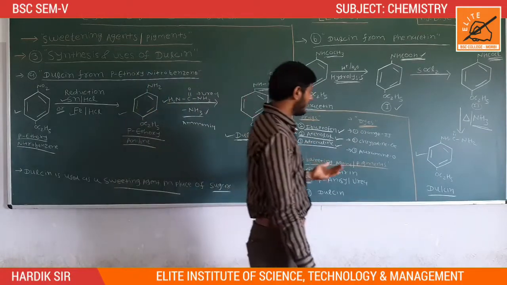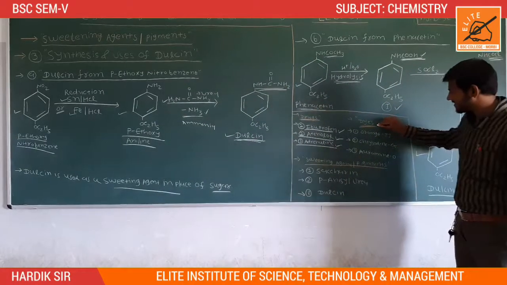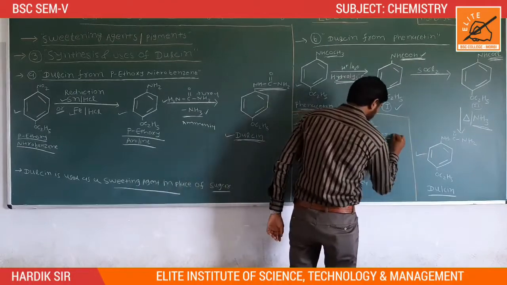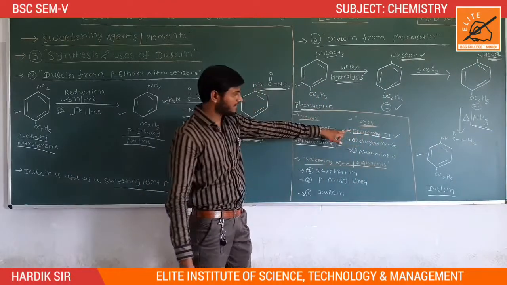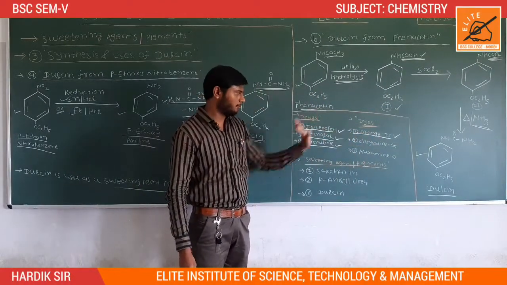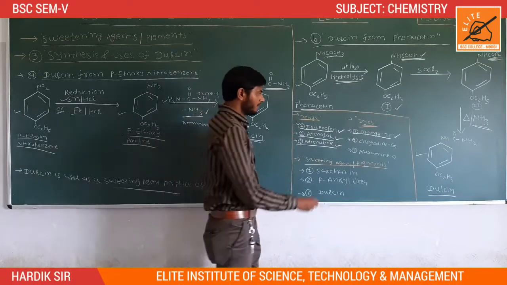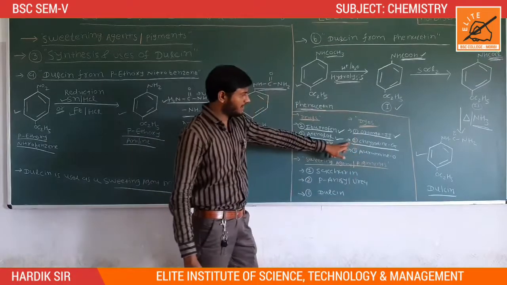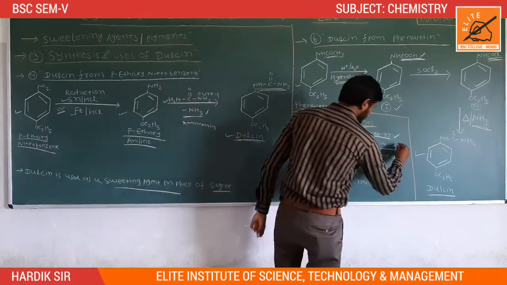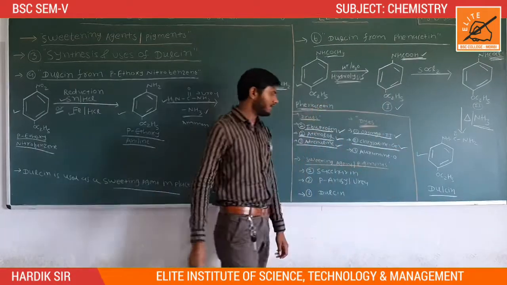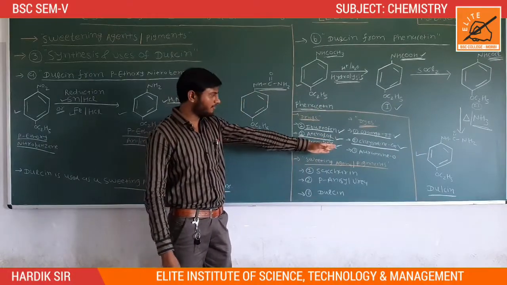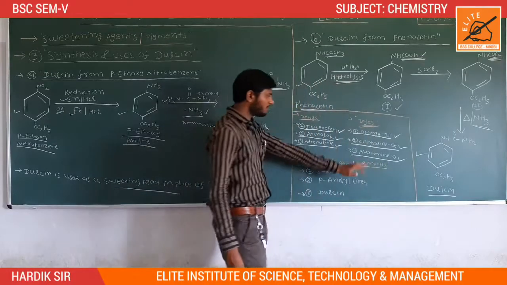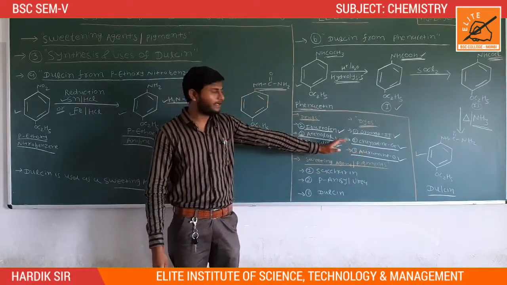And then we have studied the dyes. Our first dye is orange 2. We have studied the synthesis and uses of orange 2. And our second dye is chrysoidine G. We have studied the synthesis and uses of chrysoidine G. And our third dye product is auramine O. We have studied the synthesis and uses of auramine O.